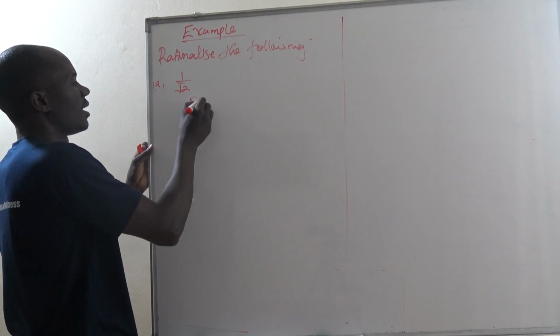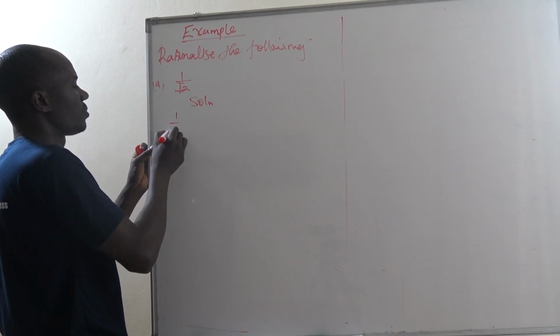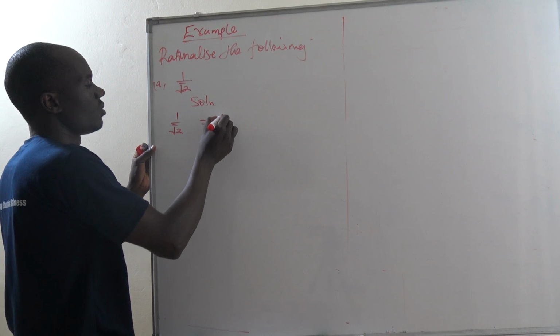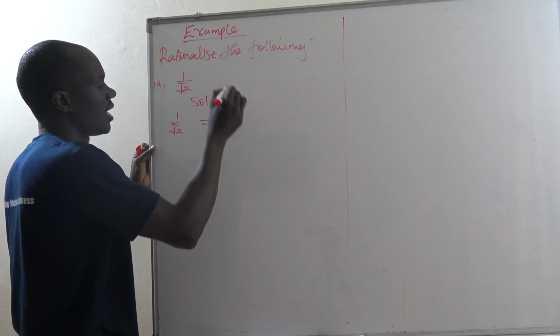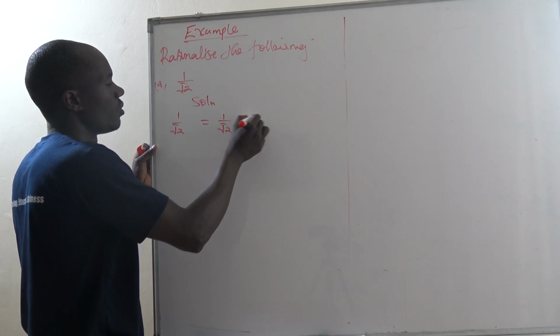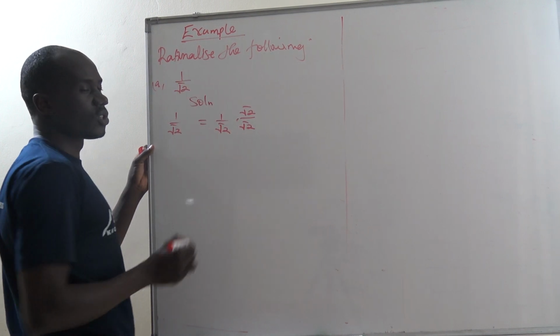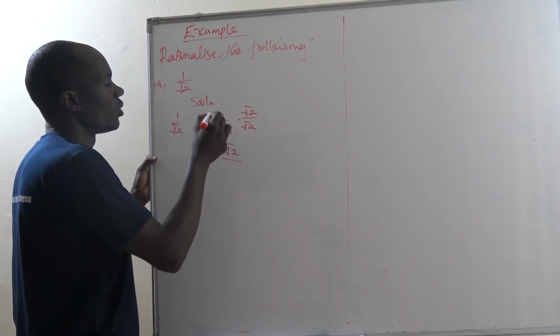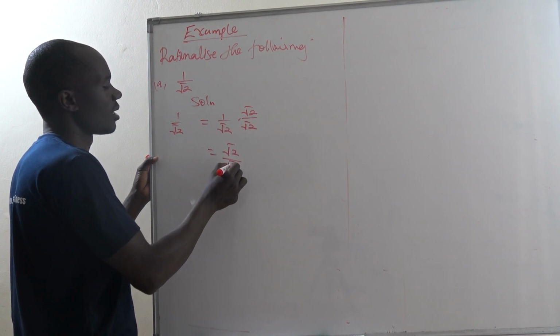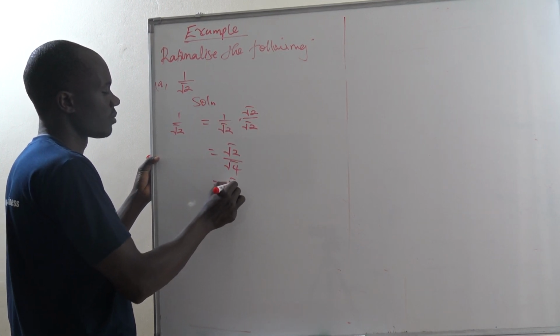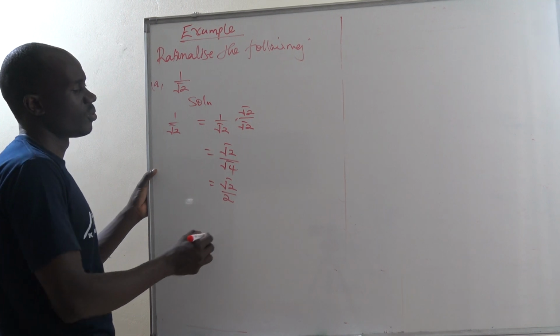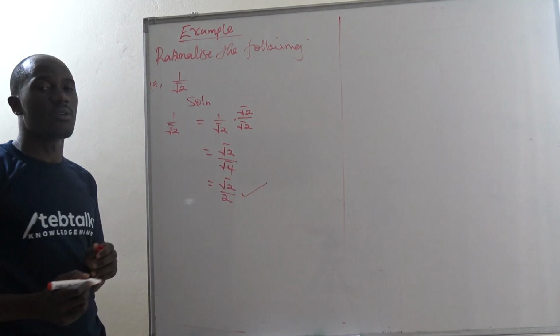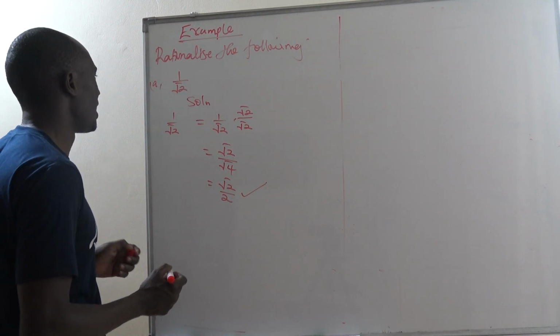So let's look at 1 over root 2. It is the same as 1 over root 2 times root 2 over root 2. What you do down, you do also up. So 1 times root 2, you come out with root 2. Root 2 times root 2, you come out with root 4, which becomes 2. So root 2 over 2 is our correct way of rationalizing that.